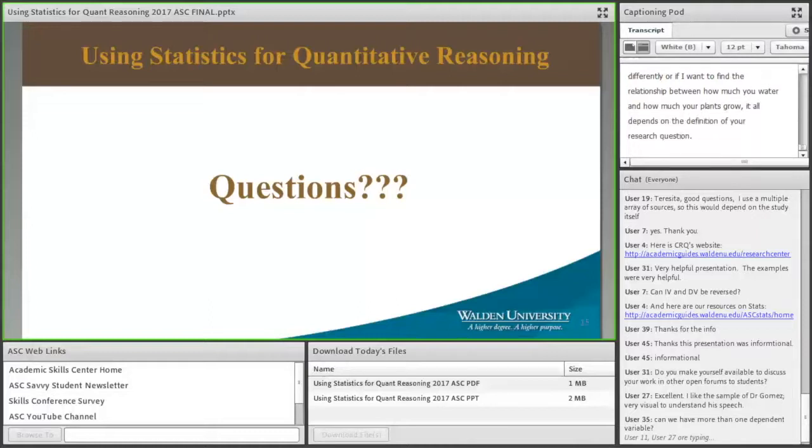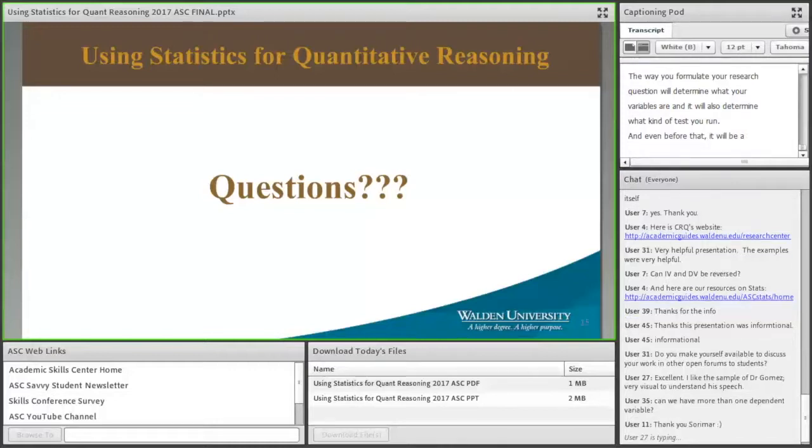The way you formulate your research question will determine what your variables are, and it will also determine what kind of tests you run. And even before that, it will be a determinant for the choice between the quantitative and the qualitative methodology. So your research question is the key here, and it creates your roadmap for your dissertation.